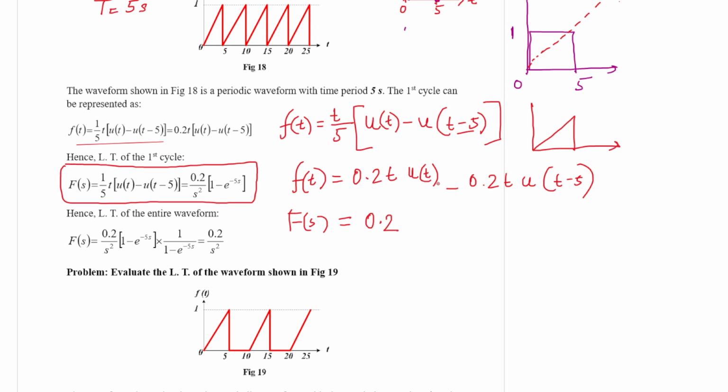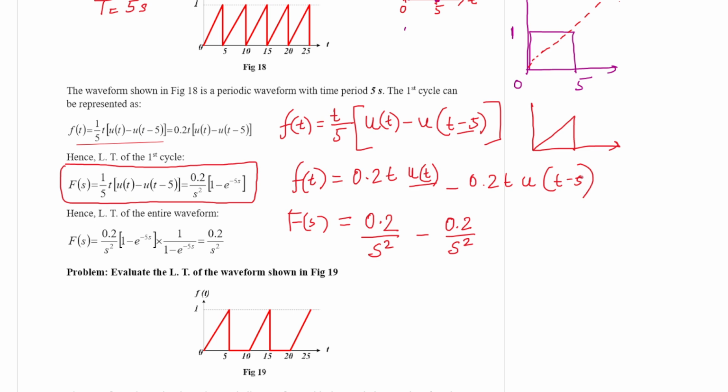Now the Laplace transform of t is 1 by s squared. Now u(t) will not affect much because it is shifted by 0 in the time domain, so it remains 0.2 by s squared. For the second function 0.2t, the Laplace transform of 0.2t is 0.2 by s squared.